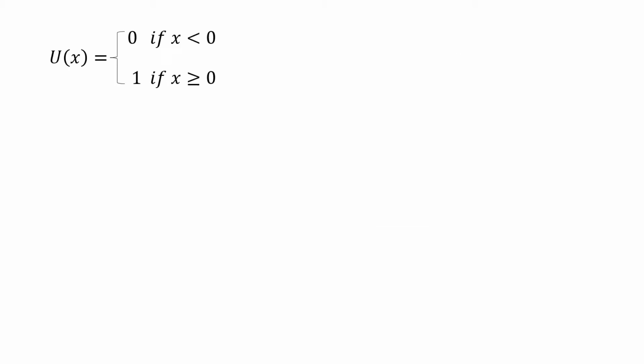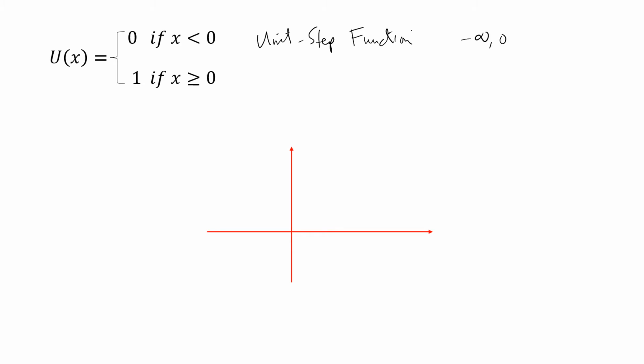We draw the graph of the unit step function, which is another example of a piecewise function. The unit step function is defined by 0 if x is less than 0, and 1 if x is greater than or equal to 0. So the domain of the unit step function is divided into 2: from negative infinity to 0 and from 0 to positive infinity. So in both intervals, the graph of u is a horizontal line.